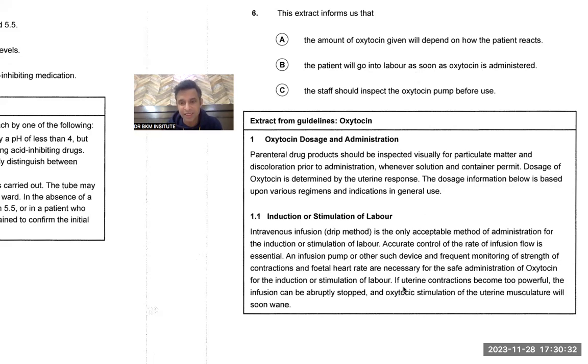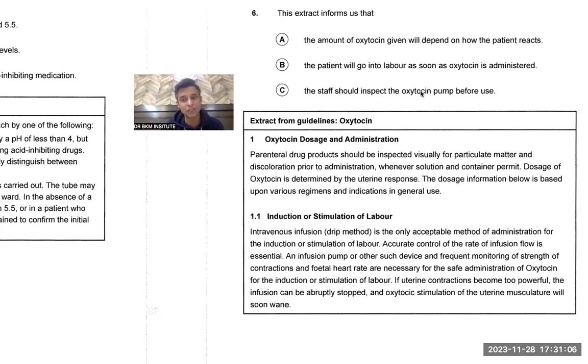Again, let's read the next line as well. If the uterine contractions become too powerful, the infusion can be abruptly stopped. Then you have to stop the infusion. So there is no line that is talking about the patient going into labor as soon as oxytocin is given. So you should read these words carefully. Nothing is talking about timing, that when you administer the oxytocin, the patient immediately will go into labor. Nothing like the word immediate is given, nothing like fast, nothing like speed is given. So you should not choose this.